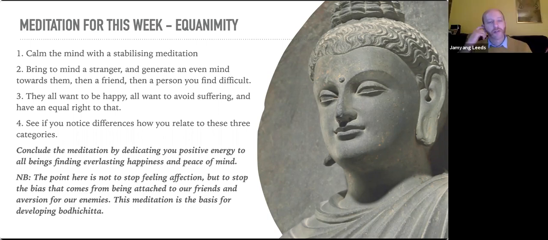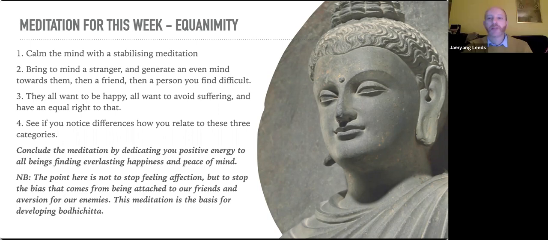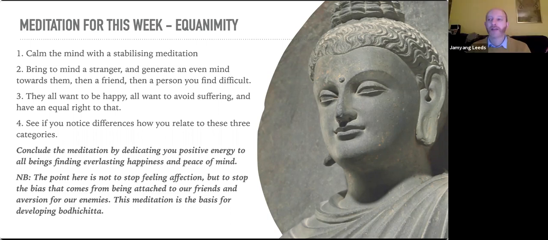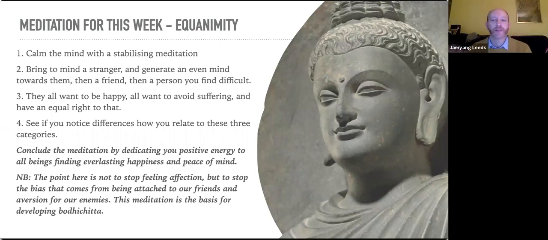Okay, so stop the visualization just for a moment. That is the basis of trying to develop an even-minded sense of care for all living beings, which is the basis of all bodhicitta, all the love and compassion for all living beings. If we have biases towards people we're attached to, or we don't want to help people because they've hurt us in some way, then that's going to go against working for all living beings. Does that make sense?